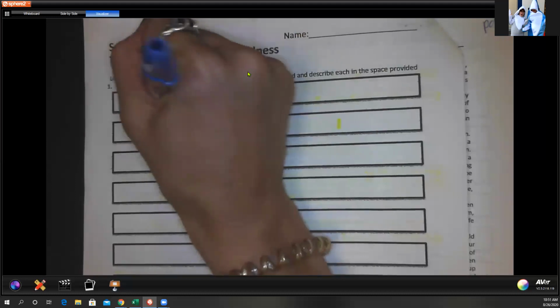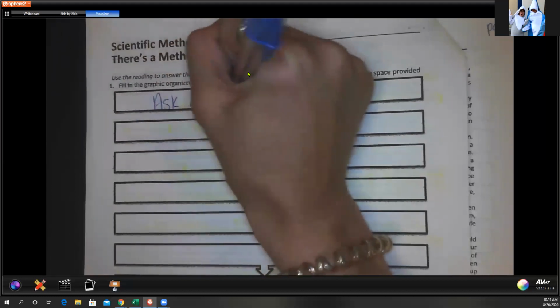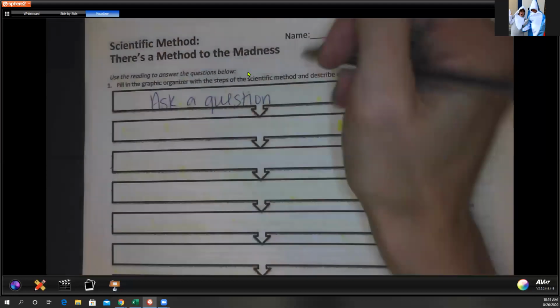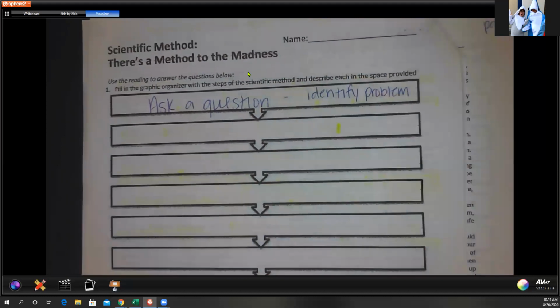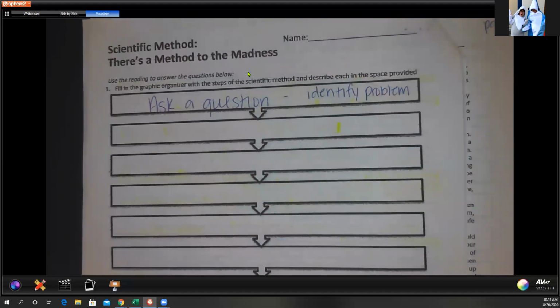What's the first step to the scientific method, Trey? Ask a question. So this is the same thing as identifying a problem. So the problem might be, why does my soda explode once it's shaken, right? That's a good one. Or why do I burp after eating or drinking something carbonated? Also a good question.